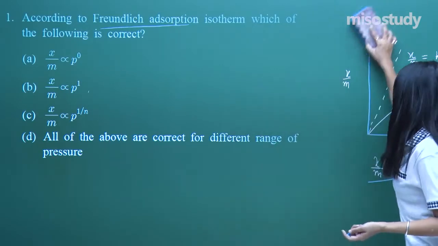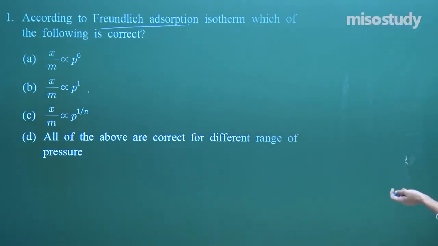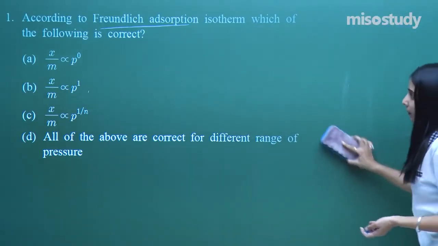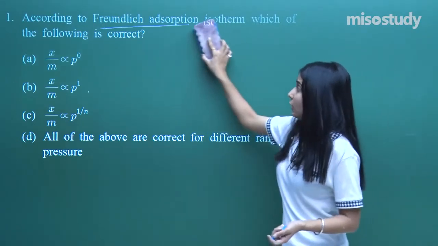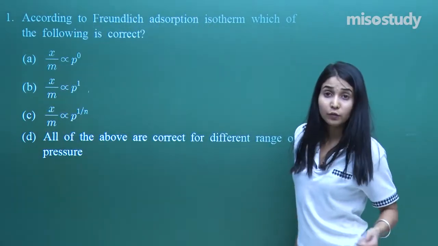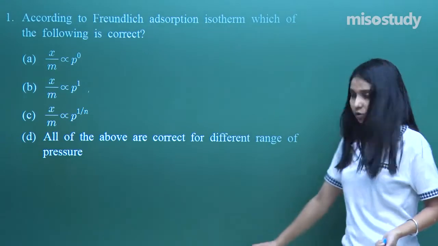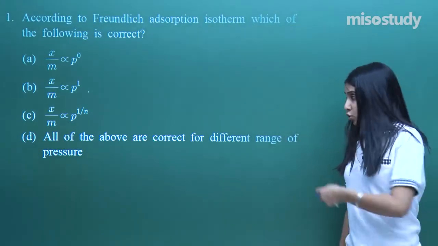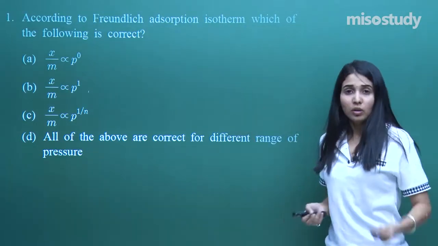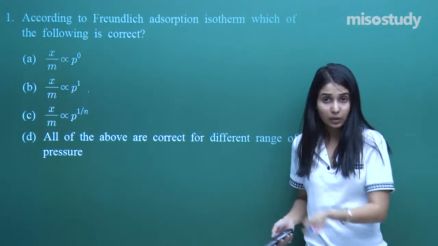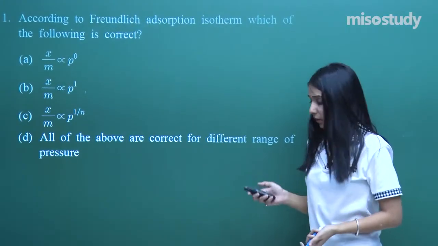So what does that prove? That proves that the correct option would be simply my last option, where I say that all of the options are correct for the different ranges of my pressure, right? So all that I had to do was pick up the points, I need to pick up my Freundlich adsorption isotherm, right?